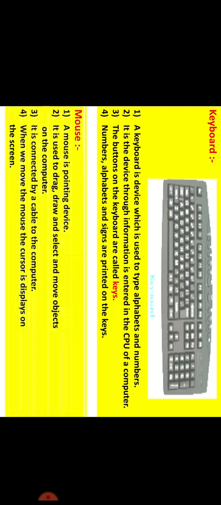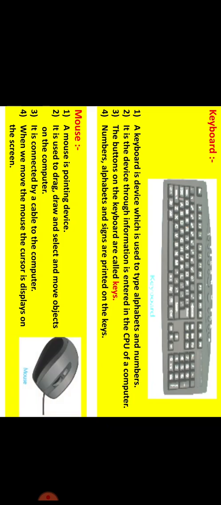Now the next point is mouse. See how the mouse looks like. This is the picture of mouse. A mouse is a pointing device. What is mouse? A mouse is a pointing device. And what is the mouse doing? A mouse is used to drag, draw and select, move the objects on the computer. Means this mouse helps to drag, draw and move the objects.